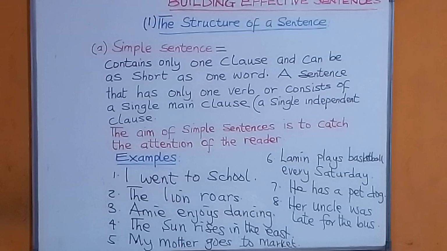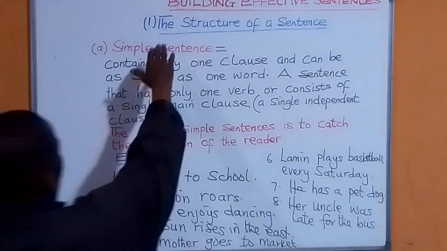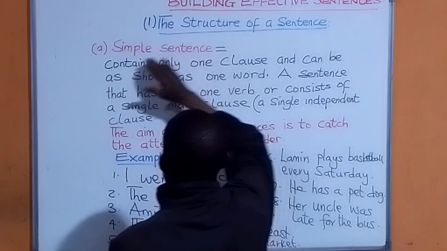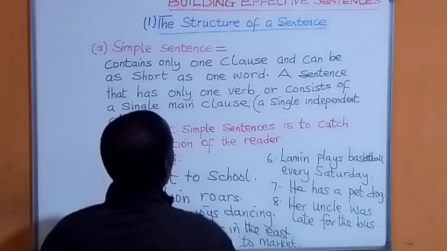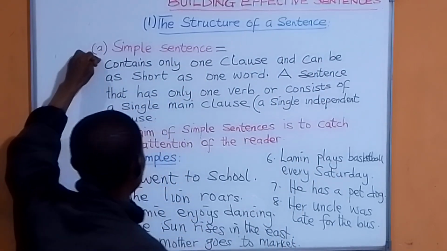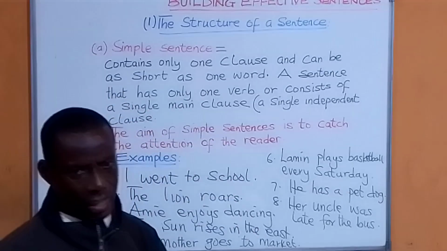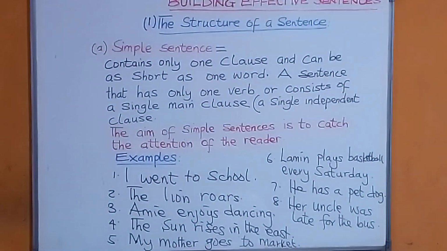Now, you are going to follow me to the next part of the structure of a sentence. We have seen simple sentence. We are going to look at the second one, compound sentence. Follow me as we go to the next lesson on compound sentence. Remember, we are looking at the structure of a sentence: simple sentence, compound sentence, and complex sentence. So here we have dealt with simple sentence. Follow me as we go to compound sentence.